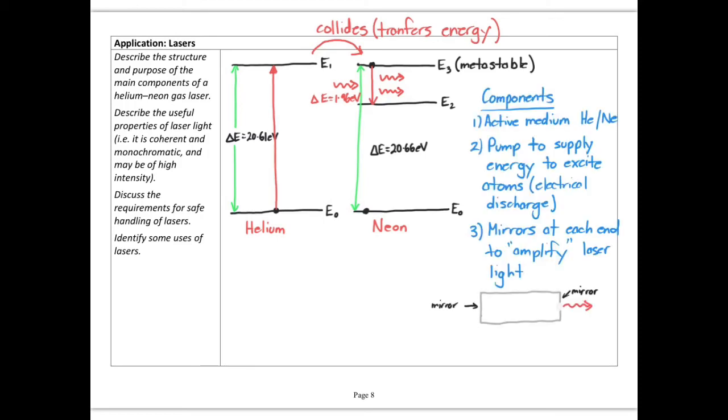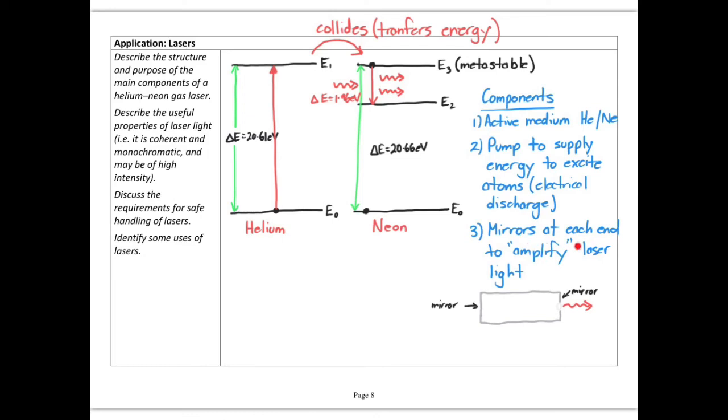So, what are the actual practical components we need to make this process happen? Well, firstly we need an active medium, and in this case that's the helium and neon gas. We need a pump to supply the energy to excite the atoms initially. So we need some sort of pump, and in most cases that will be an electrical discharge. It'll apply a voltage across the gas, and that will cause the helium to get excited, or obviously a different gas if it was a different type of laser.